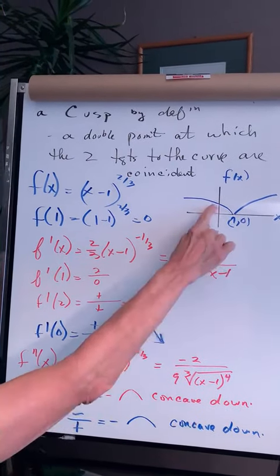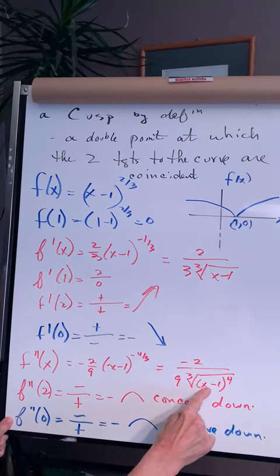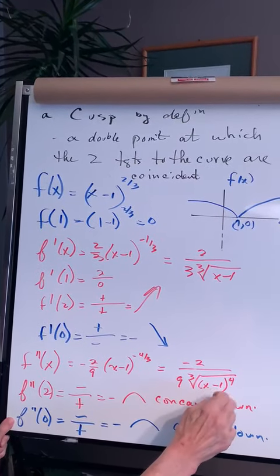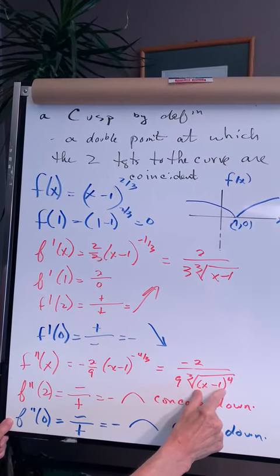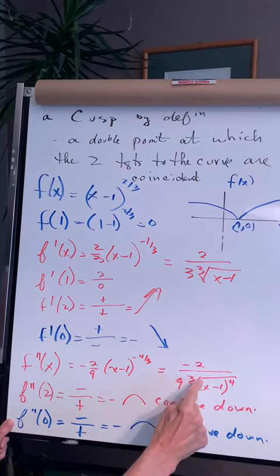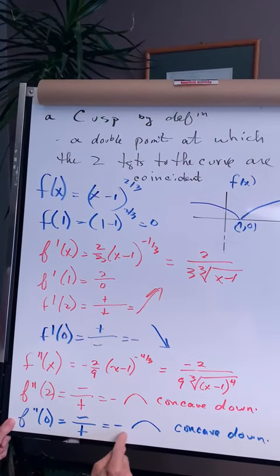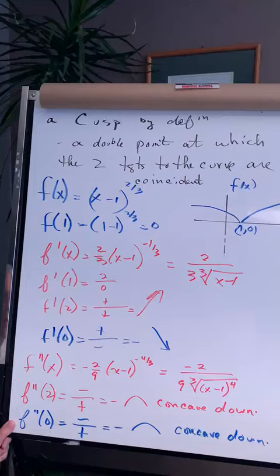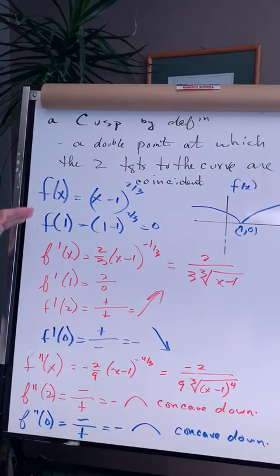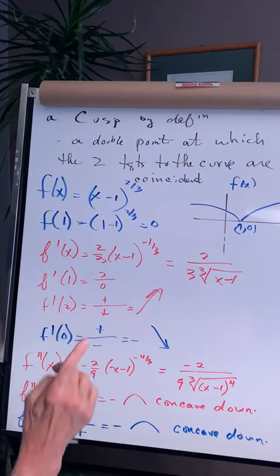At 0, if I put 0 in here, this becomes -1. It's to the 4th, so it's positive. Negative over positive makes it concave down. So it looks like this information satisfies the curve.